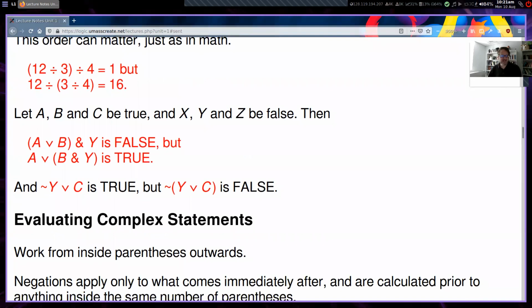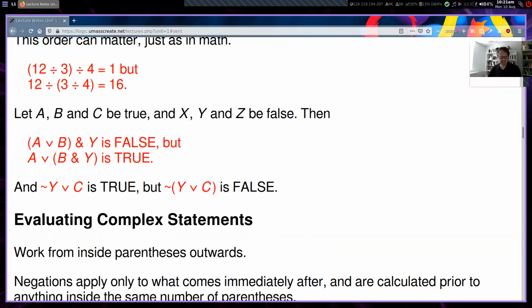I should say when we apply negation, negation only applies to what comes immediately after it. If we want to make negation apply to something complex, we've got to use parentheses. So if I say not Y or C, the not just applies to the Y. So Y is false, not Y is true. True or true is true. But if I have Y or C first, that's false or true. False or true is true, but then I apply the not, I get something false. So what I apply that negation to changes the truth or falsity of the statement.